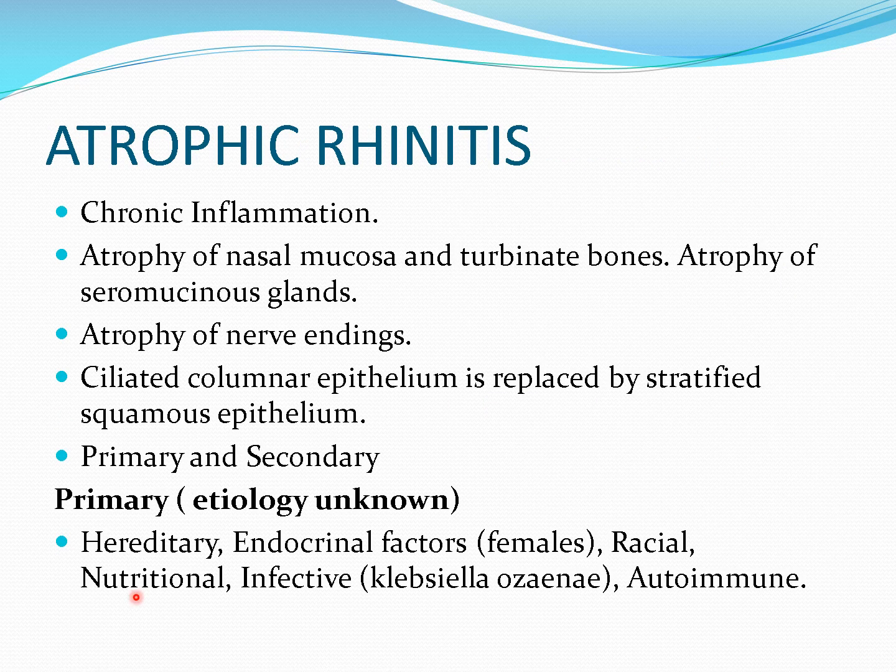Atrophic rhinitis is the condition that leads to chronic inflammation. There will be atrophy of the nasal mucosa, turbinates, atrophy of the seromucinous glands, and atrophy of the nerve endings. So the patient will present with anosmia. Ciliated columnar epithelium is replaced by stratified squamous epithelium.